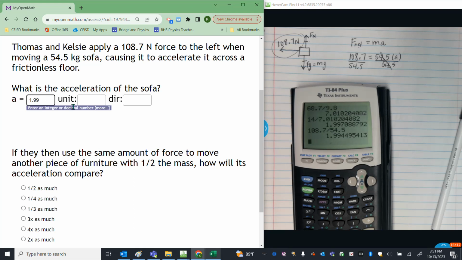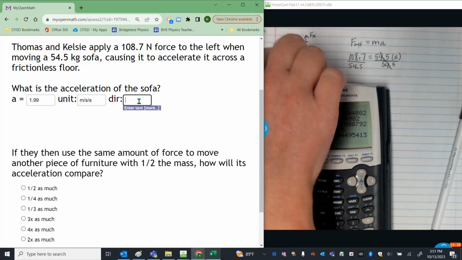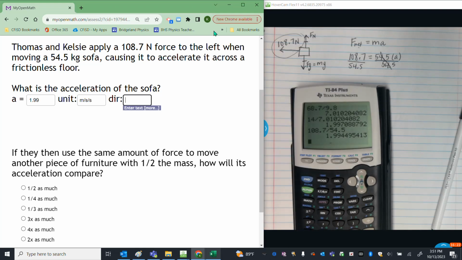The unit for acceleration will be meters per second squared, and the direction of the acceleration is always in the direction of the net force. I can see it in my picture. It's to the left. It's also written in the question, to the left. So let's go ahead and use the same terminology that's in the question, left, since that's what's up here, and we'll type it here. If it says south up here, you'd want to type south. Make sure you match the same direction that's given to you.